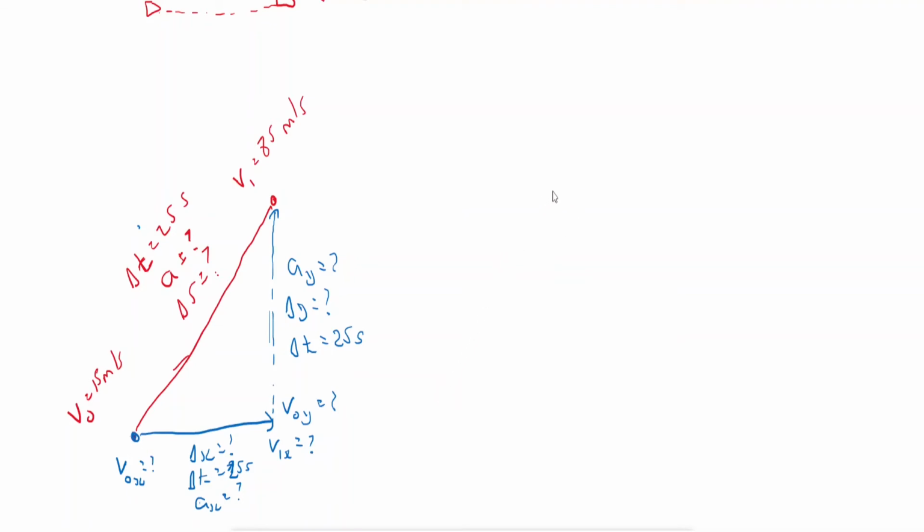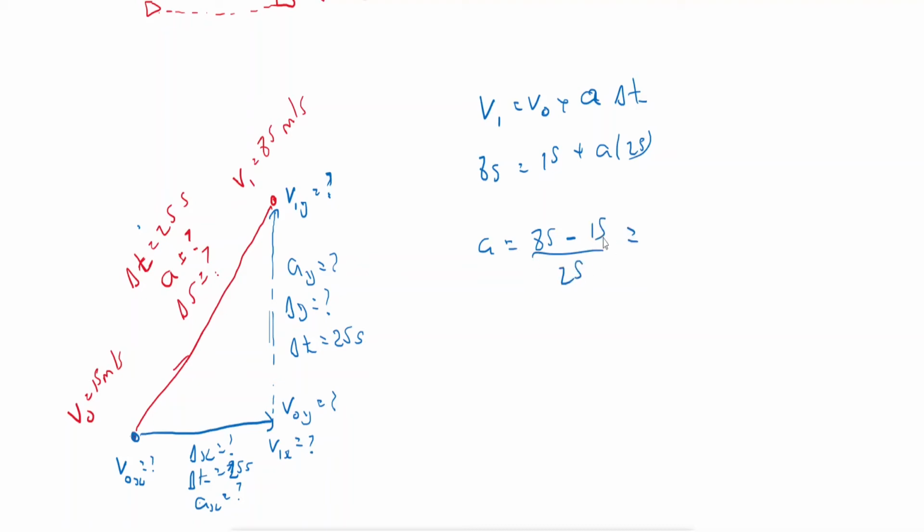All right. So I think this is it, and then I also don't know v1y. Okay, so I don't know all of this. So I can find the acceleration though. Let me find the acceleration. I could say, well, v1 equals v0 plus a times the total time. And v1 I know is 85, and v0 is 15, and the time is 25. So basically the acceleration is going to be 85 minus 15 over 25, which is going to be 2.8 meters per second squared. I always forget. All right, so now I know the acceleration: 2.8 meters per second squared.